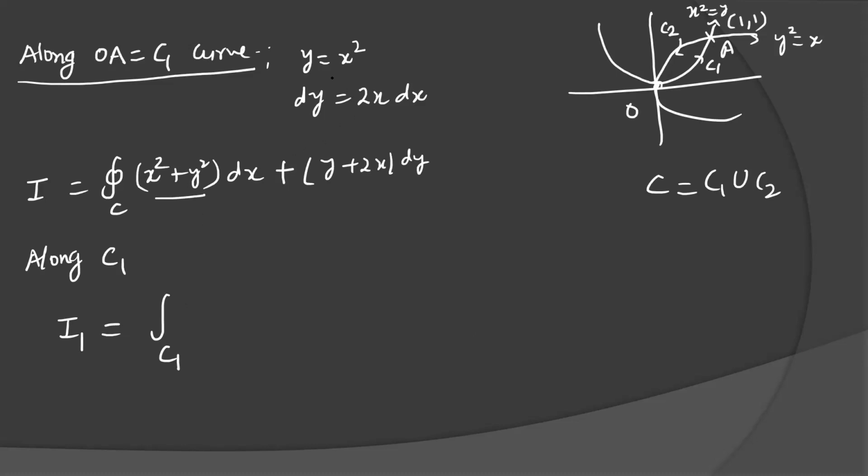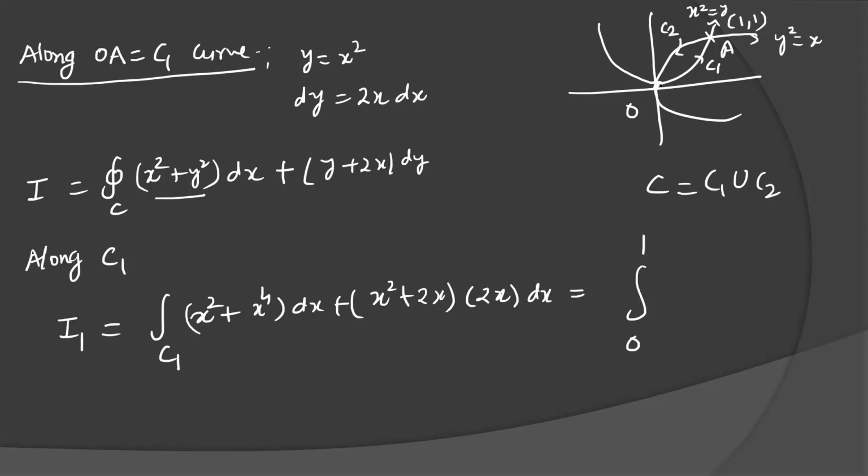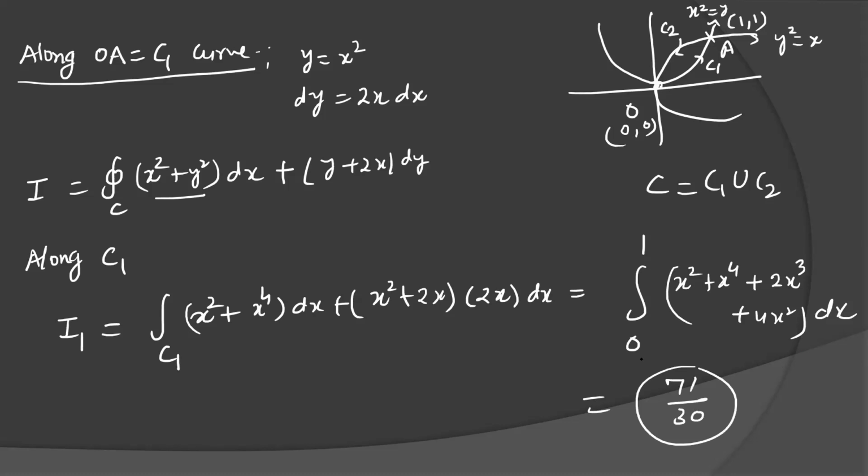Put the value of y here. So x square plus y square means x to the power 4 dx plus y means x square plus 2x, dy is 2x dx. And what is the limit of x? It is 0 to 1. On the curve OA, the limit of x is from 0 to 1. So it is the integral of (x square plus x to the power 4 plus 2x cube plus 4x square) dx. Now if you simplify it, you will get this is equal to 71 by 30.